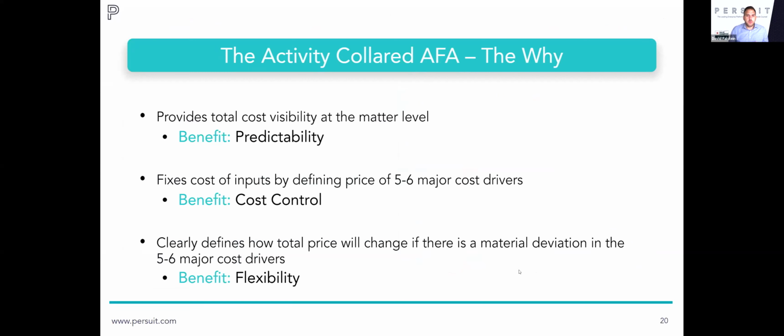Laura, what do you think? You've helped a lot of our clients with activity collared AFAs. Have you gotten good feedback on these? What do you think about the benefits of this approach?